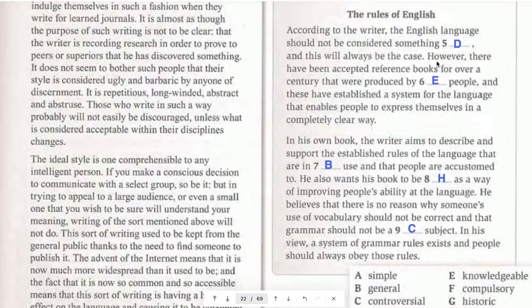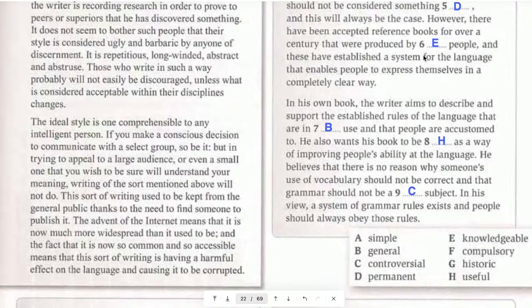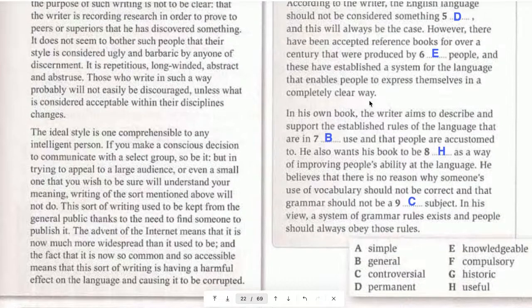Okay. Now let's move on to the next one, right? However, there have been accepted reference books for over a century that were produced by, the answer is E in this case, knowledgeable, okay? By knowledgeable people. And these have established a system for the language that enables people to express themselves in a completely clear way, okay?